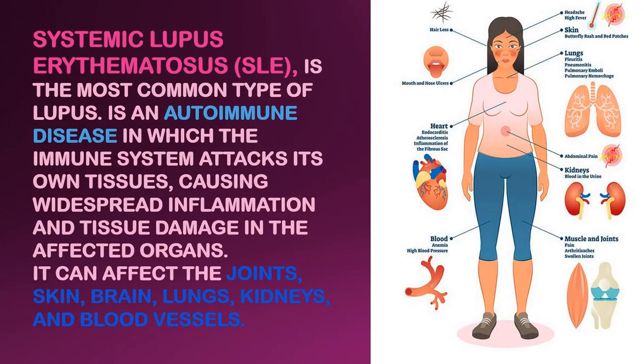SLE, the most common type of lupus, is an autoimmune disease in which the immune system attacks its own tissues, causing widespread inflammation and tissue damage in the affected organs. It can affect the joints, skin, brain, lungs, kidneys, and blood vessels.